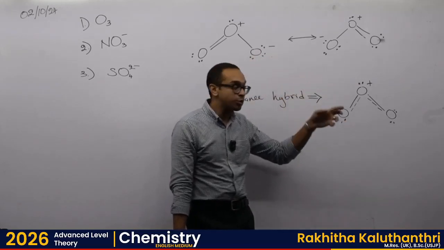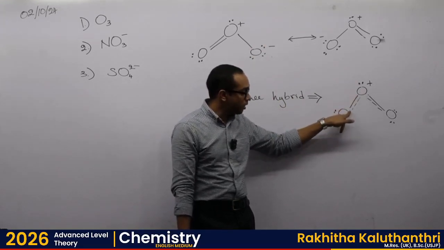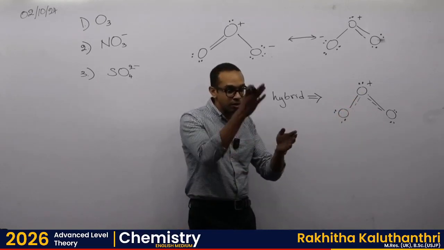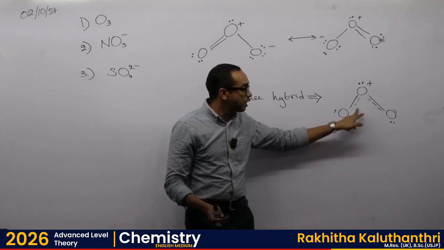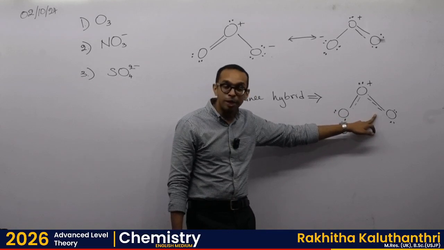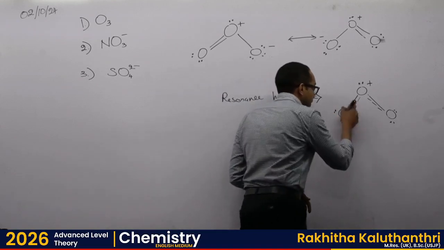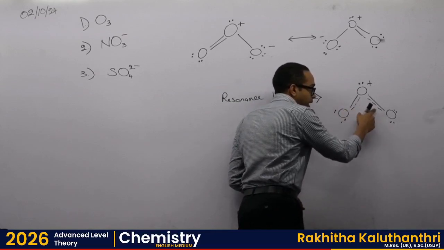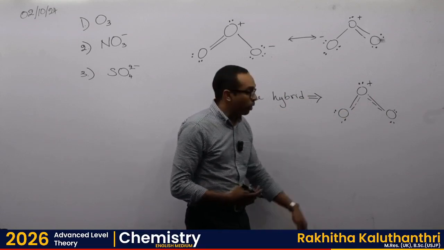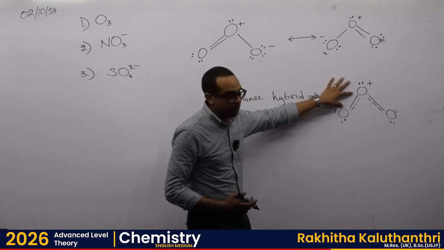Is that clear? Or else you can think of it this way. A single pi bond between oxygen and oxygen is distributed among 2 different places. So pi bond divided by 2. 1 sigma bond and half of a pi bond is there. Is that clear? Do you understand? So bond lengthwise, this is longer than a double bond, shorter than a single bond.